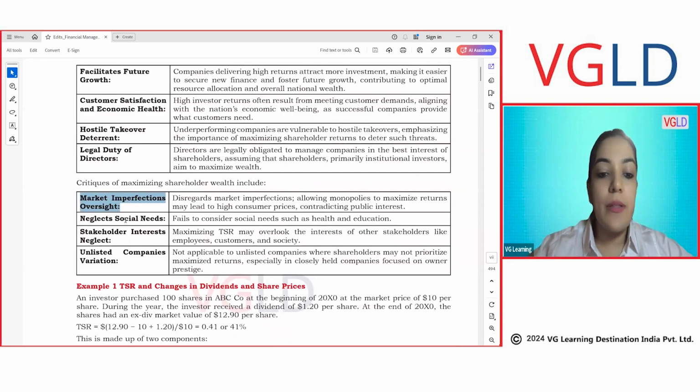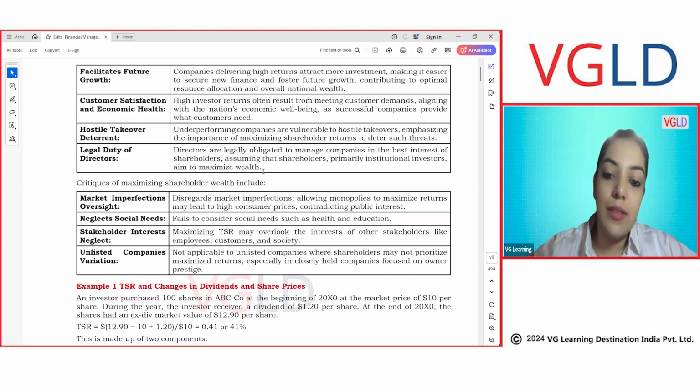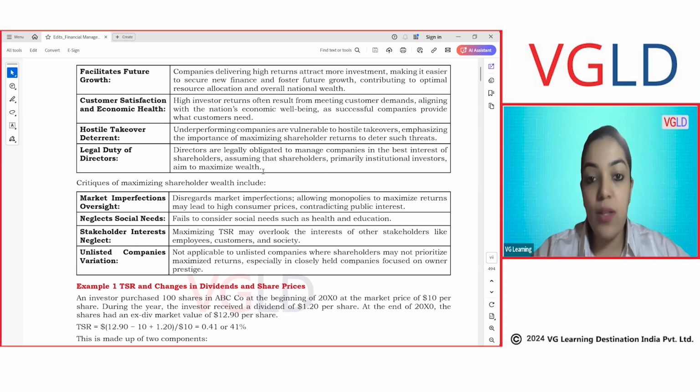All right. Next point is criticism of maximizing shareholder wealth is that it fails to consider social needs such as health and education. You must be knowing how expensive healthcare is in India, how expensive education is in India. What is happening in the pursuit of maximizing shareholder wealth? The companies charge higher prices, and therefore it leads to a failure to consider that these are social needs which are important for the growth of the society.